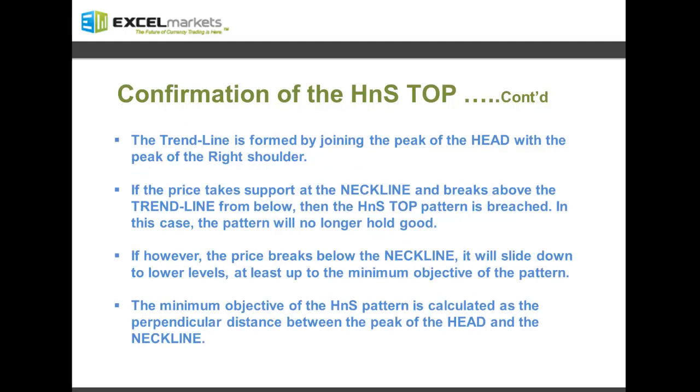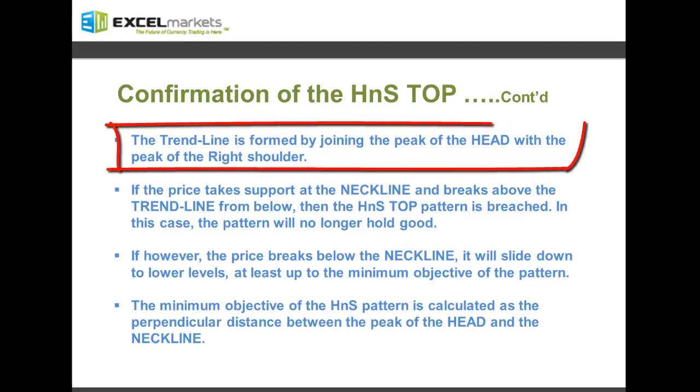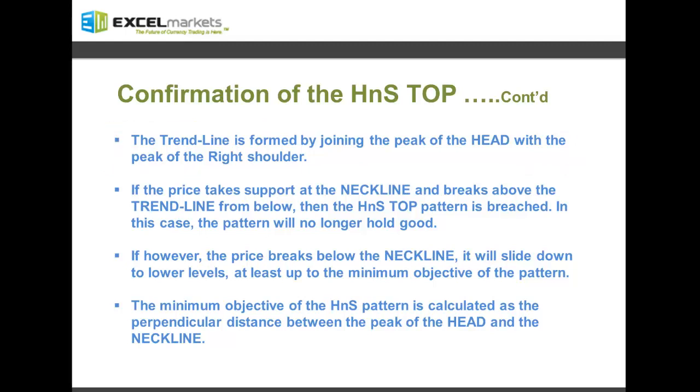The trend line is formed by joining the peak of the head with the peak of the right shoulder. If the price takes support at the neckline and breaks above the trend line from below, then the head and shoulder top pattern no longer holds good and is considered to have been breached.